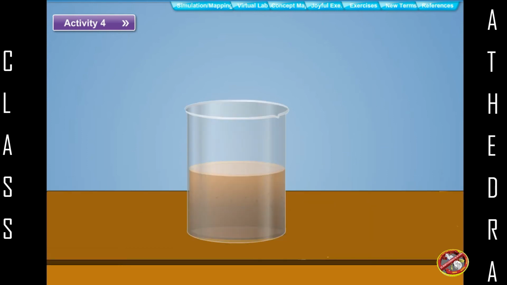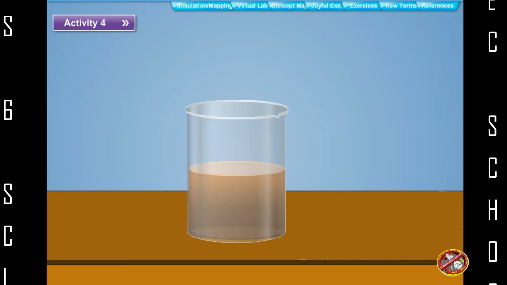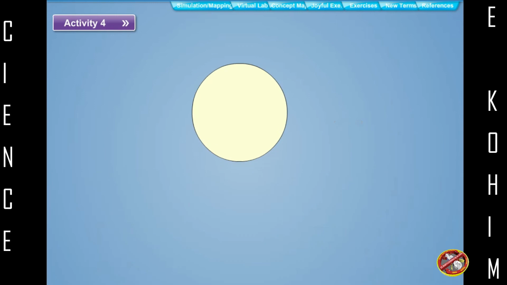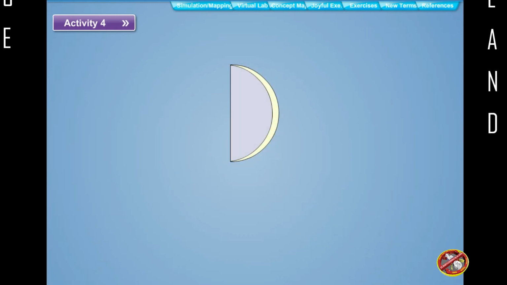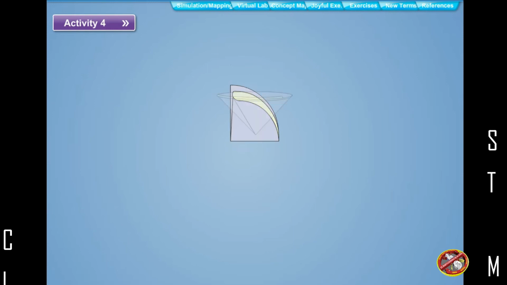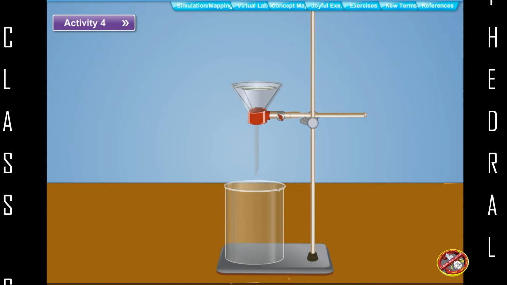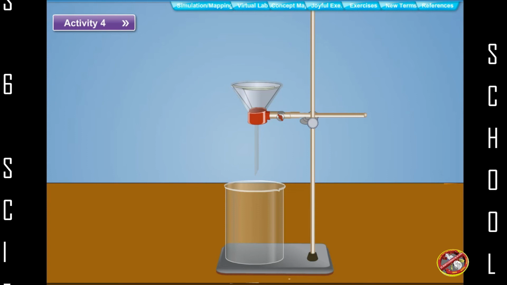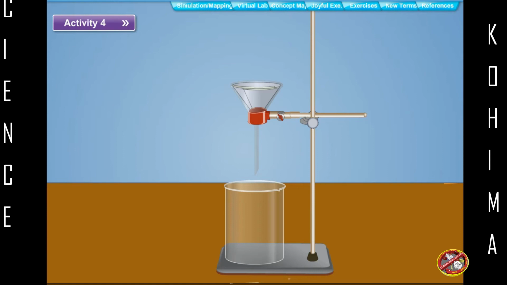Method: take some muddy water in a beaker. Now, take a circular piece of filter paper and fold it twice as shown in the figure. Open it out to make a cone. Place this filter paper cone in a funnel. Now, clamp the funnel containing the filter paper on an iron stand. Keep an empty beaker below the funnel.